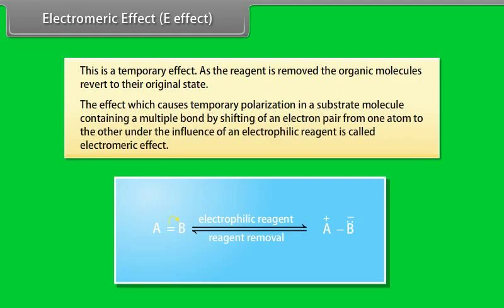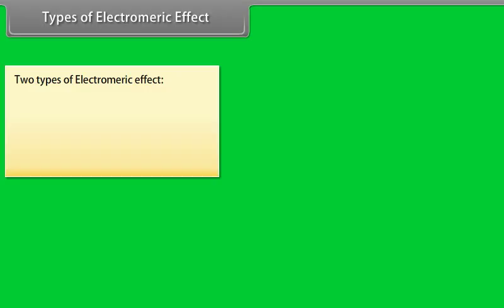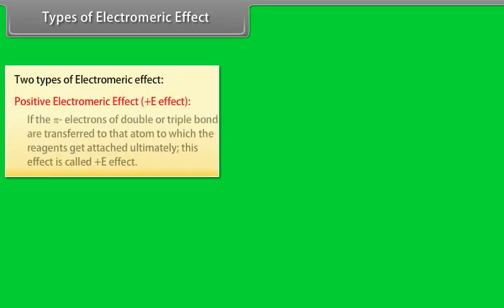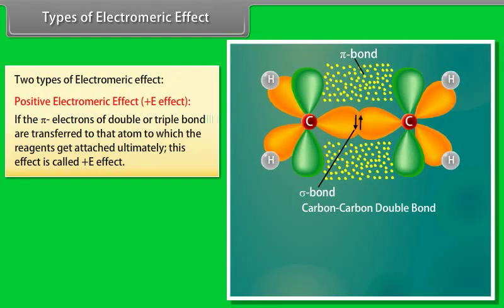The effect which causes temporary polarization in a substrate molecule containing a multiple bond by shifting of an electron pair from one atom to the other under the influence of an electrophilic reagent is called electromeric effect. Types of electromeric effect. There are two types: positive electromeric effect, positive E effect. If the pi electrons of the double or triple bond are transferred to that atom to which the reagent ultimately gets attached, this effect is called positive E effect.